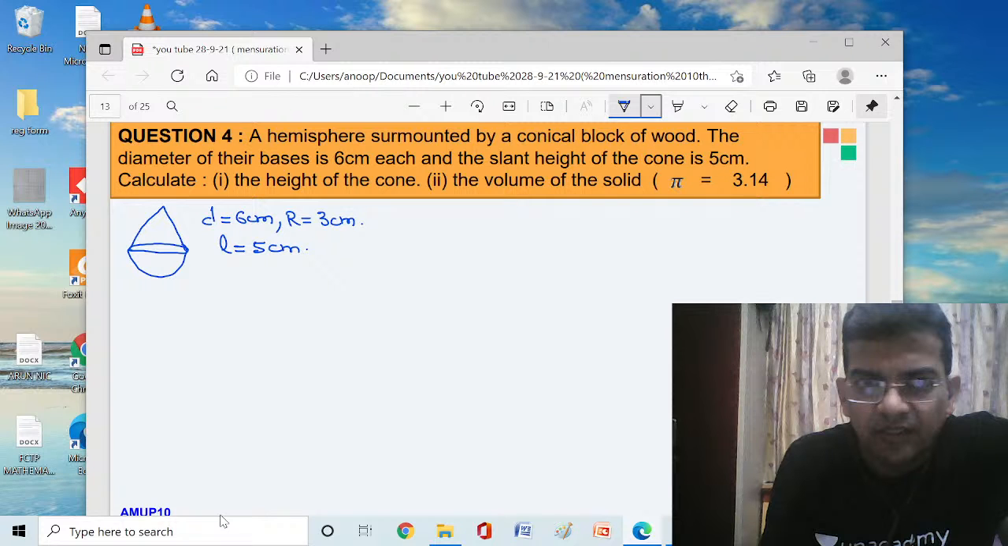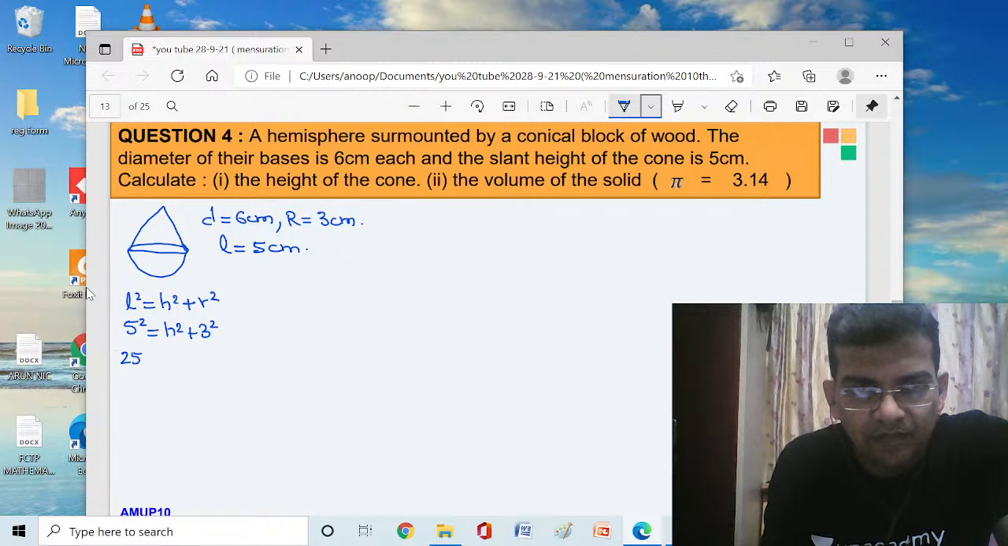So l is 5, h square plus r square. So height is 4 centimeter. So in the first part they have asked us to find the height of the cone. So this is the height of cone.